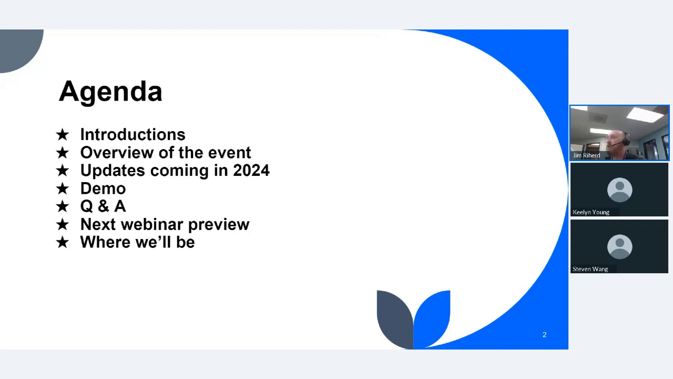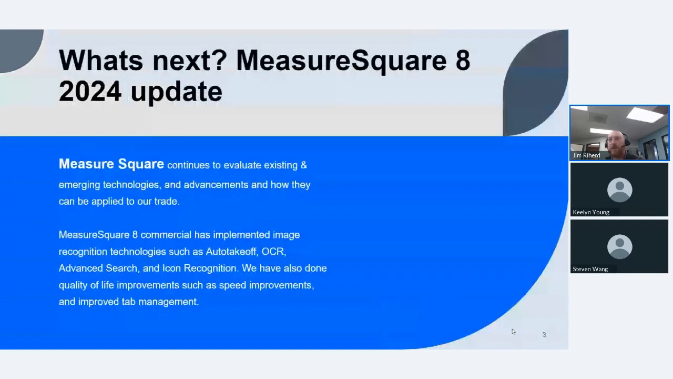All right, so I'm going to jump into my next slide here. So just as a kind of a quick evaluation of how this came about. MeasureSquare, we're a very forward technology-facing company. We're always trying to see what's coming up regarding technology in our industry and how we can bring that in to assist our customers. So we've been continuing to evaluate existing and emerging technologies and advancements and how they can be applied to our trade.